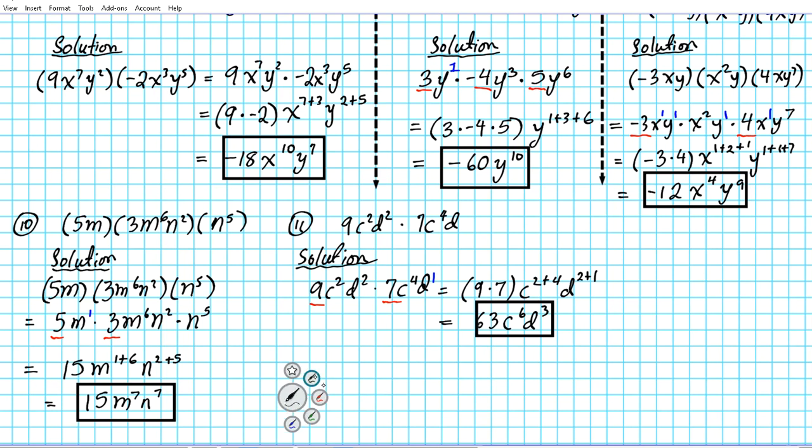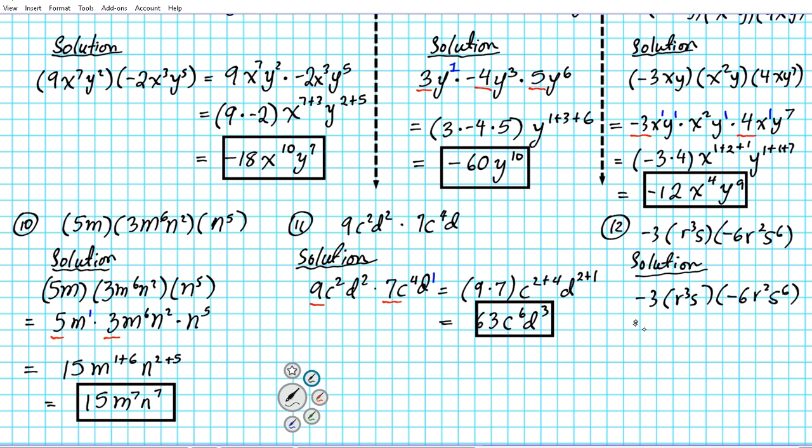So for question 12, let's say we have to multiply negative 3 by the quantity r to the third s times the quantity negative 6r squared s to the sixth. Okay, let's go ahead and do that. First and foremost, let's rewrite the problem. We have negative 3 times r to the third s times negative 6r squared s to the sixth.